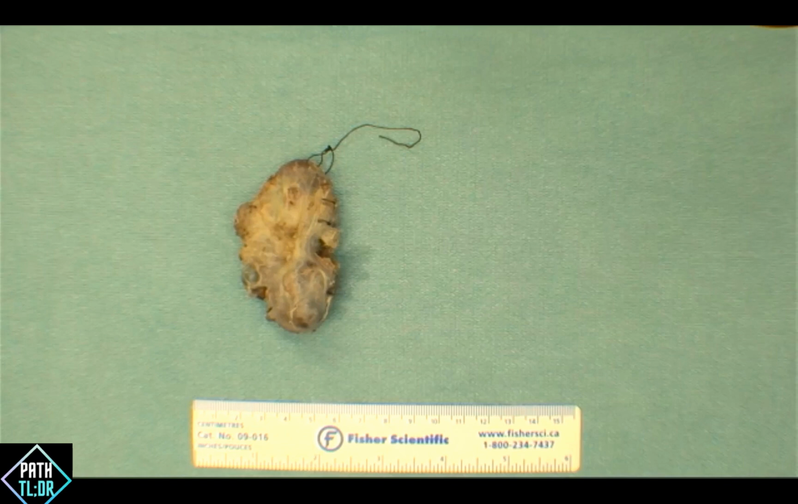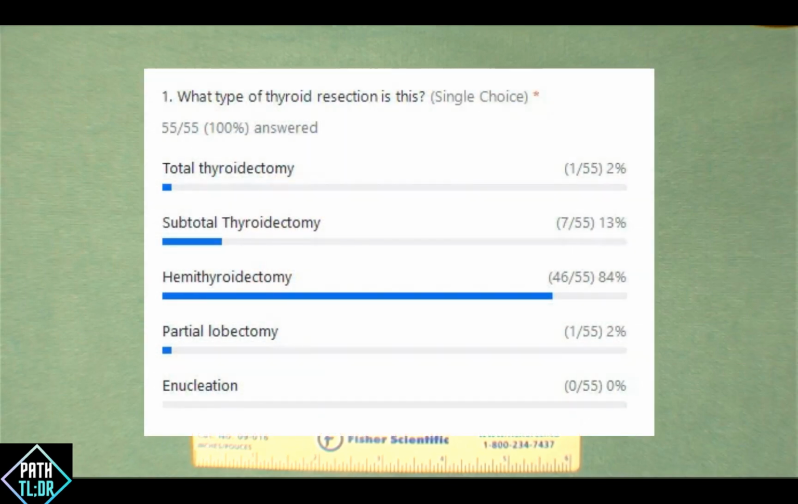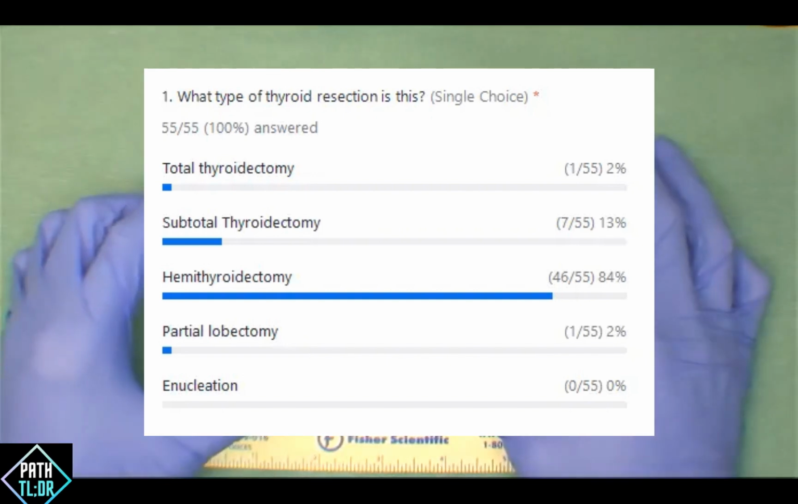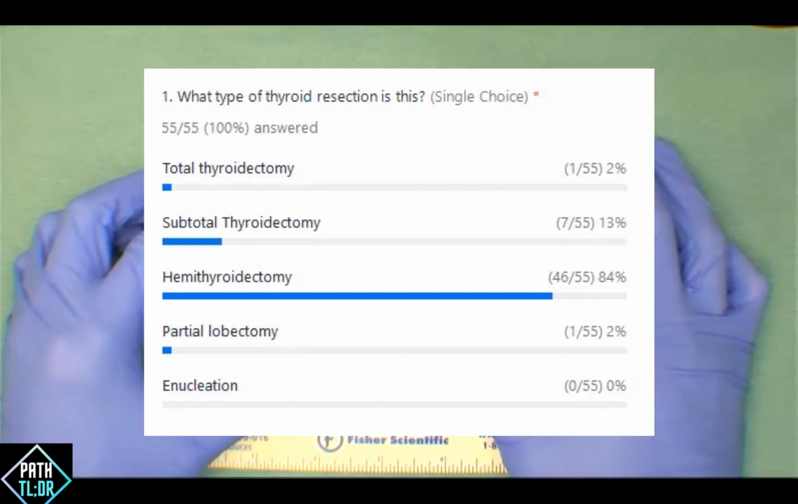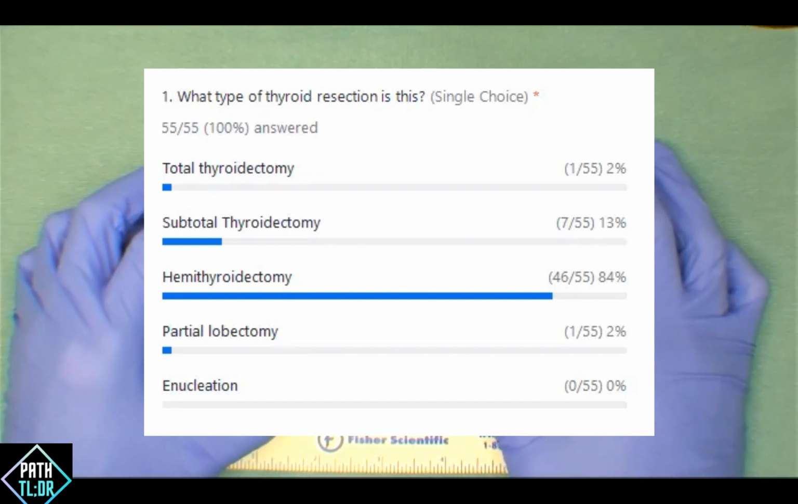And so what you can see on the poll here are a number of different thyroid resection specimen types. Based on what you can see, which one do you think this is? Okay, excellent. A total thyroidectomy would require that both the right and left lobes of the thyroid, including the isthmus, be resected altogether. Sometimes they can be resected as separate specimens, but generally they come together.